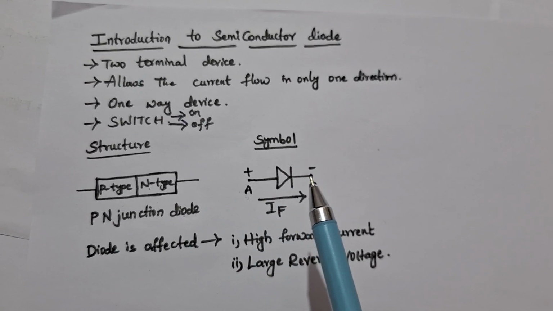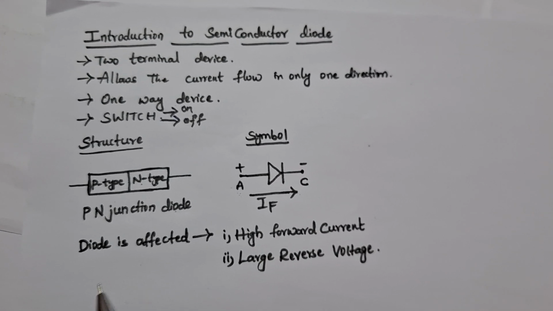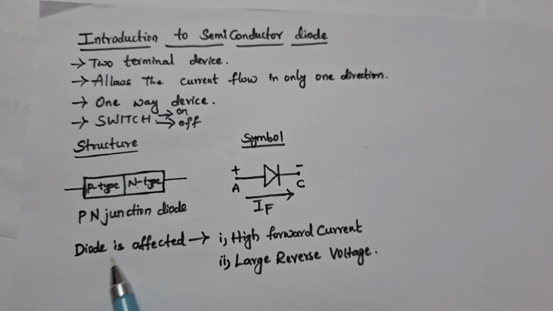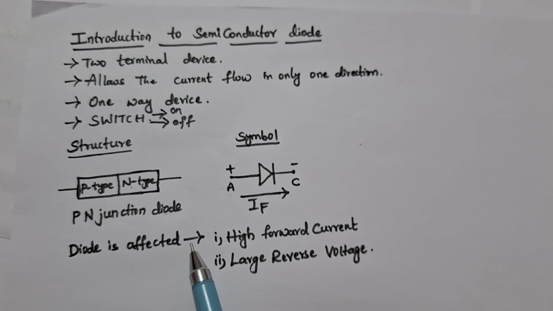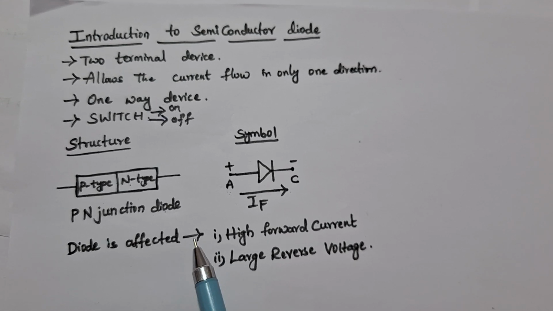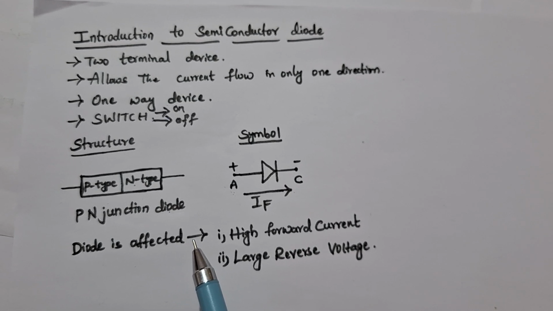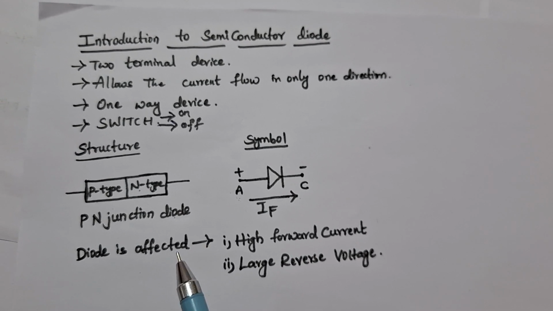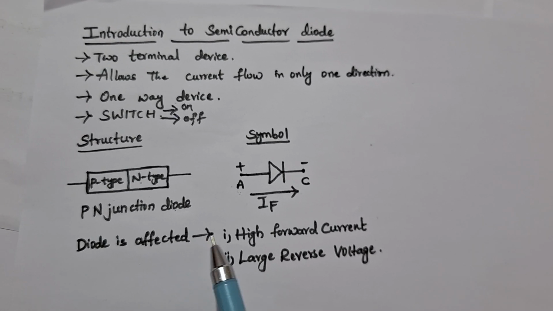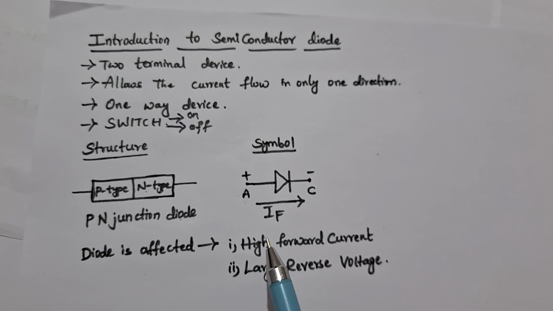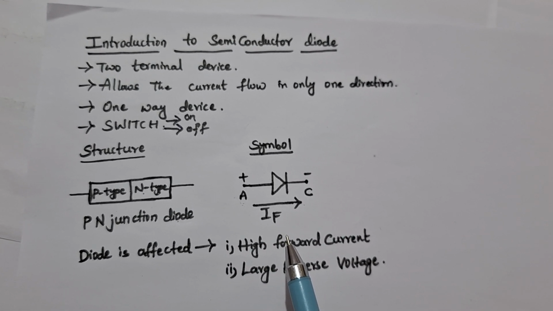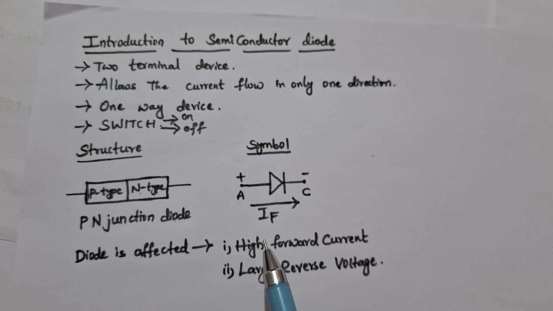So the diode is affected by two factors. Always we need to remember this. The first one is that high forward current will affect the diode. It will damage the diode.